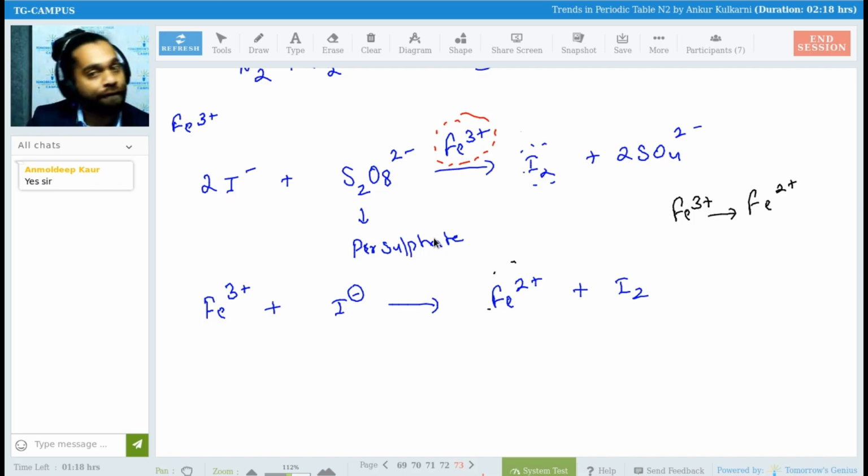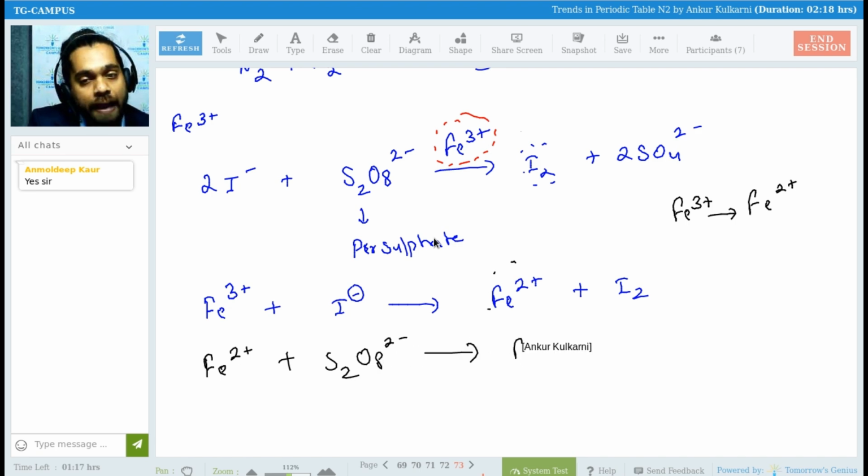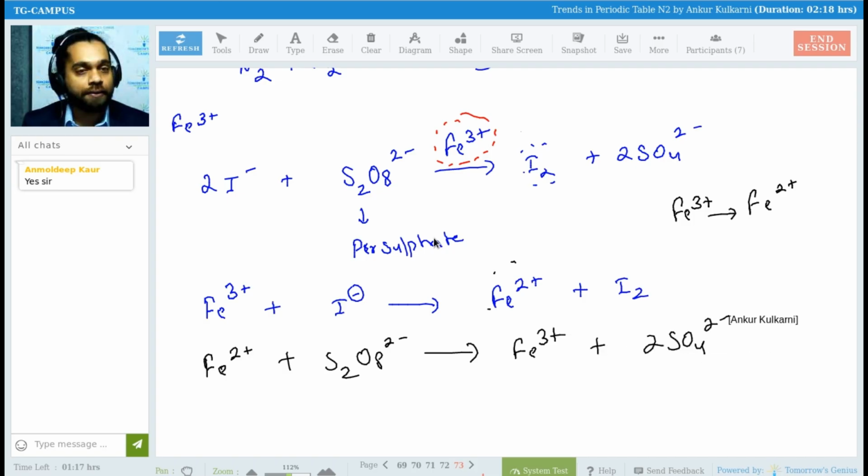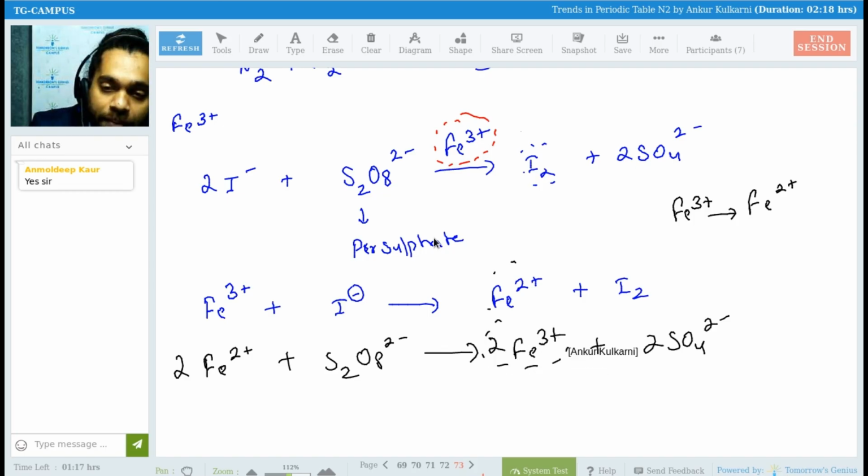So what happens? Your remaining Fe2+ reacts with your persulfate ion, and again it comes back to Fe3+ and your disulfide. Are you getting it, everyone? This is how your Fe3+ has again come out as it is, and that is what I'm saying.